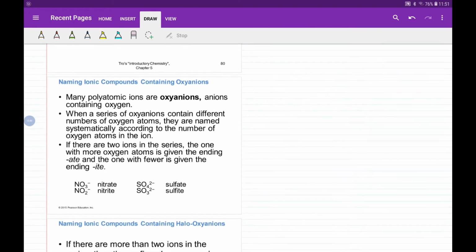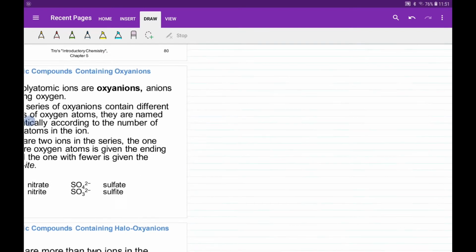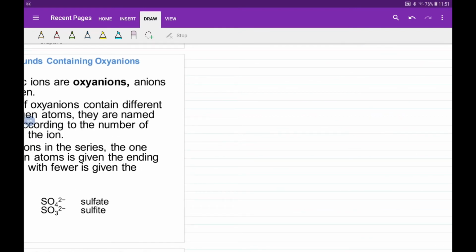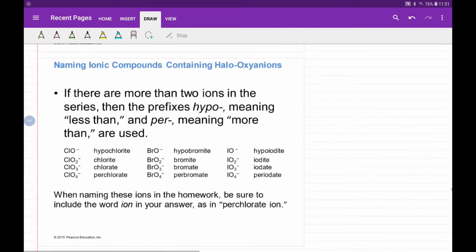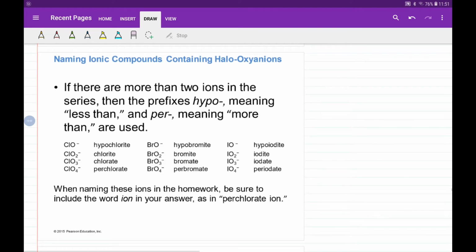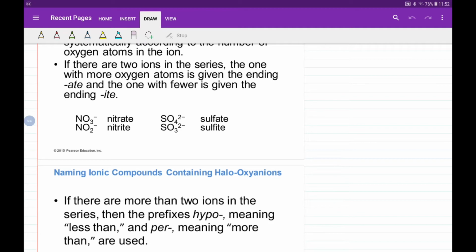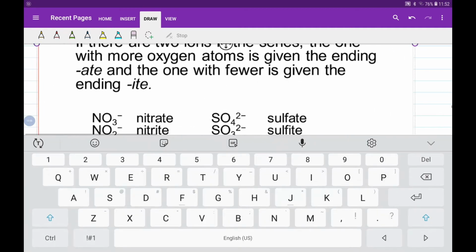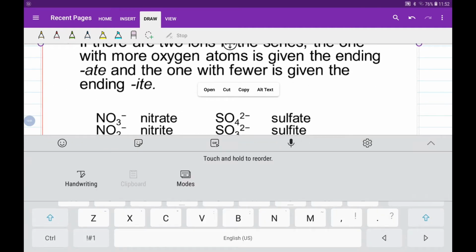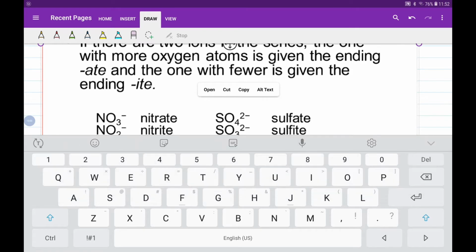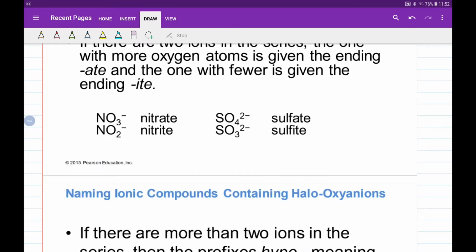Now let's look at some variations of the polyatomic ion. I'm going to start with the common, how do I exit out of here? There we go.